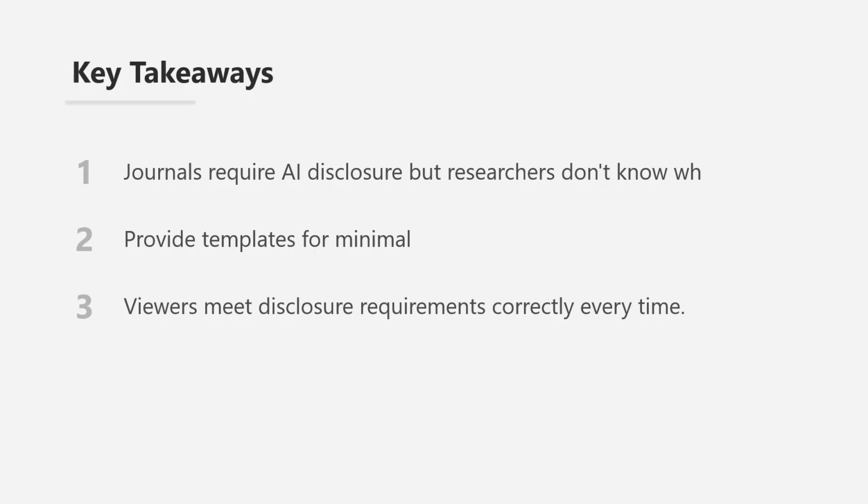Here's your takeaway to remember. Disclosure isn't about apologizing for AI use. It's about professionally documenting your methods, just like you document every other aspect of your research process. The researchers who thrive in the AI era won't be those who hide their AI use. They'll be those who use AI effectively and communicate that use clearly.